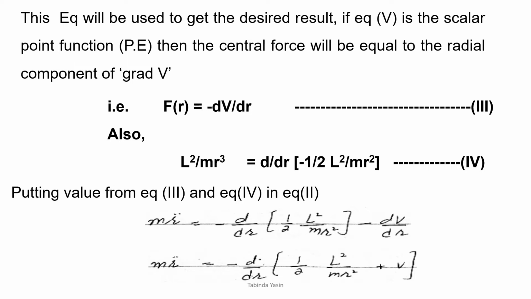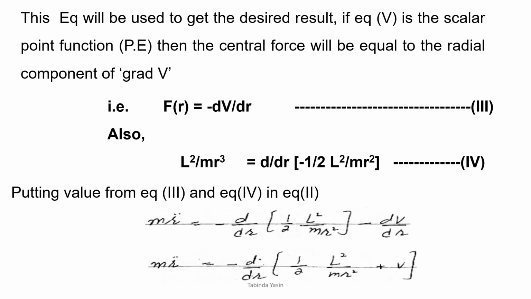If we take that constant outside and take the differential of 1 over r square, we are left with minus 2 by 2 into 1 over r cube. That 2 by 2 is cancelled, and we are left with r cube, and the minus sign is cancelled with the minus sign from differentiating. So we have the value L square over m into r cube. That is the equation 4.